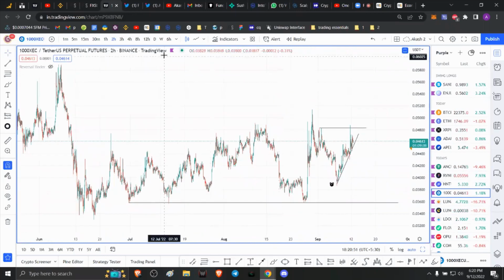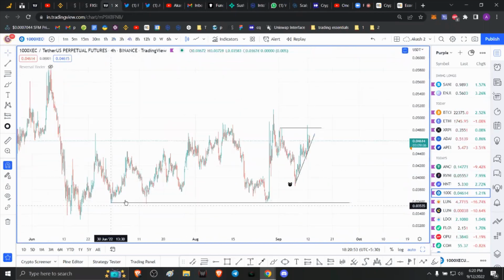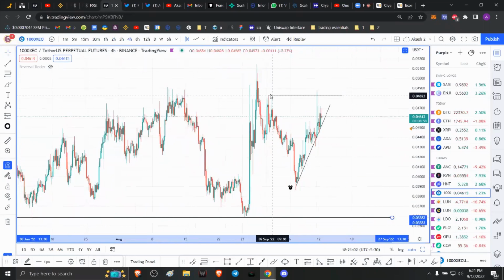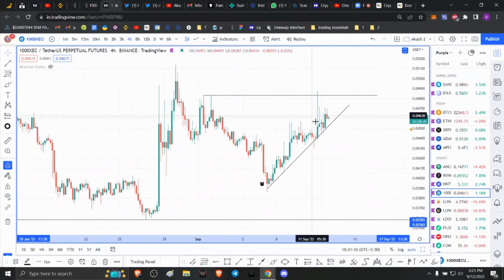But if you just look at it on a 4-hour time frame, you can see there are multiple equal lows formed at this level here, which is roughly 0.0358. And even now, the price formed equal highs here, or a double top, on 1st September, and that was swept recently on 11th September, basically yesterday. After that, you can see there are massive wicks at the top and small candlestick bodies, which indicates that a lot of sellers are coming in. It's a struggle between buyers and sellers, but sellers are kind of winning the game.